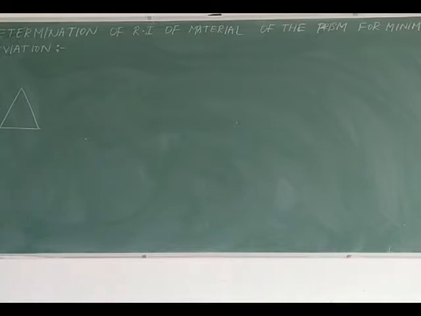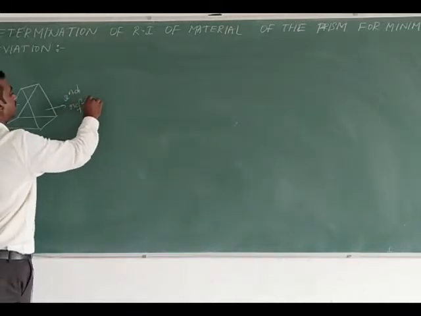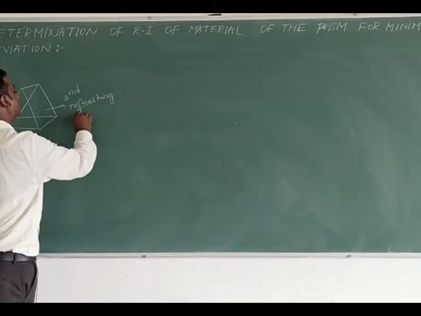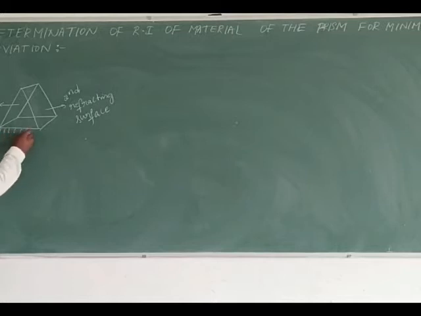Here, one triangle, and on the upper side you consider one more triangle. Now you join the edges. So this is the first refracting surface. And this side is the second refracting surface. This is what we call the base of the prism.